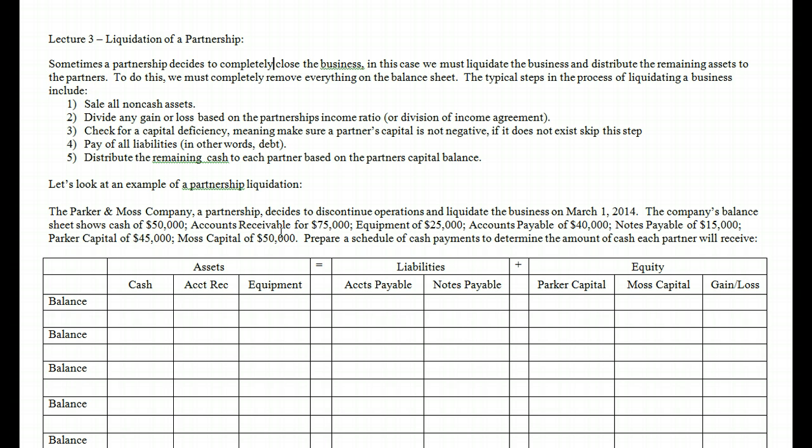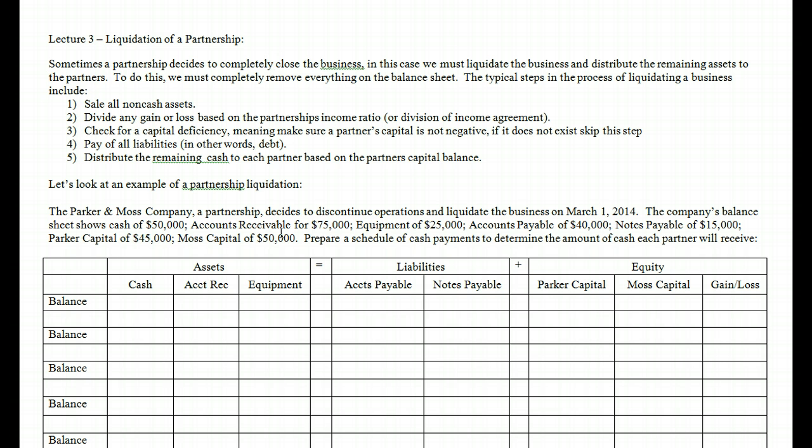The typical steps in the process of liquidating a business include first the sale of non-cash assets. We need to get rid of all non-cash assets that we do not plan to distribute to the owners. Once we do that, you'll probably have a gain or loss on the sale of those assets. Then we need to divide that gain or loss between the individual partners. Usually any gain or loss is divided based on the income ratio or whatever agreement that partnership has for division of income. Gains or losses are income statement accounts. That means they impact net income. Therefore, they get divided based on the income ratio or whatever agreement exists to divide income.